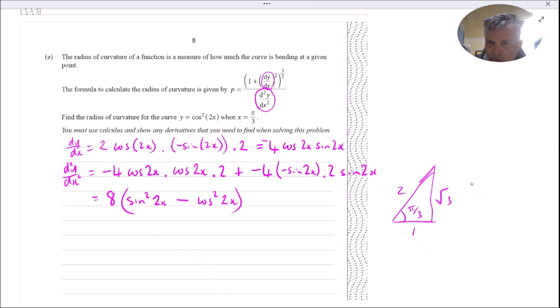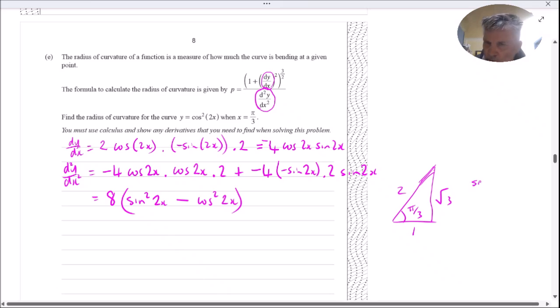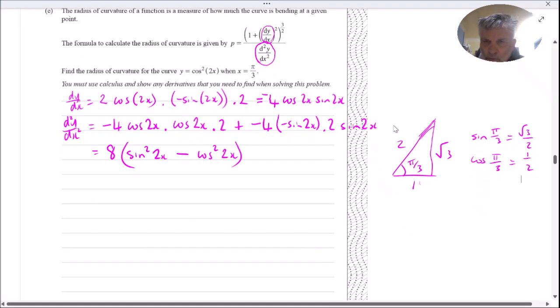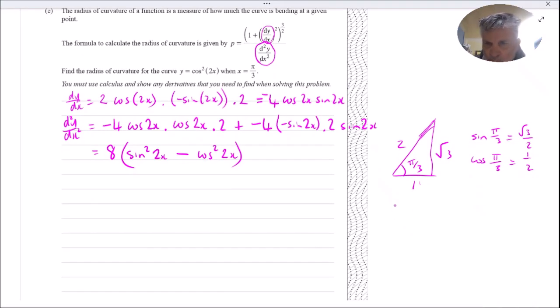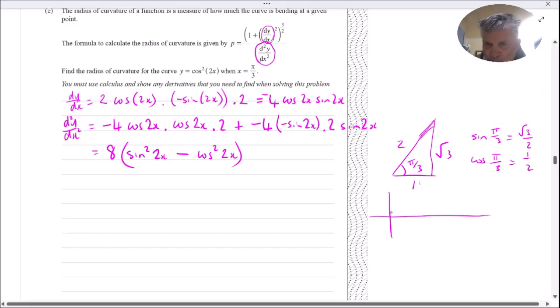Yeah. So let's see. Sine pi over 3 is root 3 over 2. Cosine pi over 3 is 1 over 2. We, however, want 2 pi over 3.